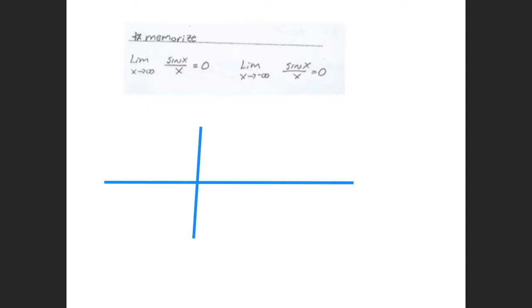It goes up to 1, and then it does the same thing. Okay? So the farther out you go to positive infinity, this function is getting closer and closer to 0. Same thing here.